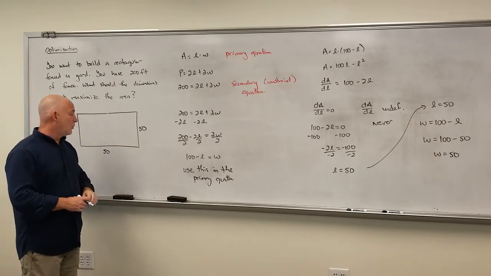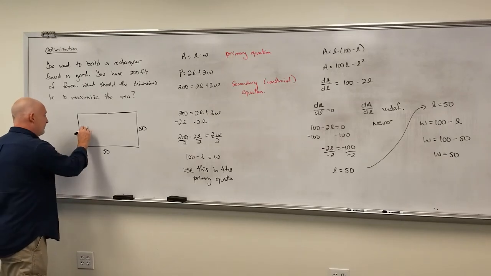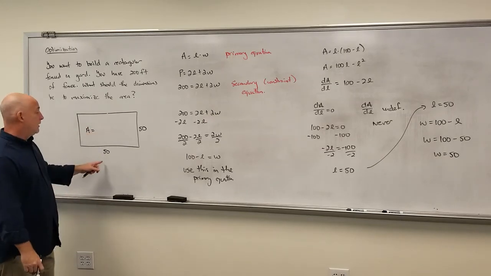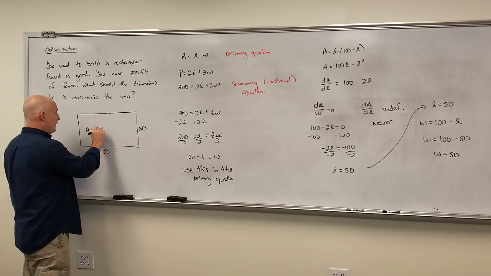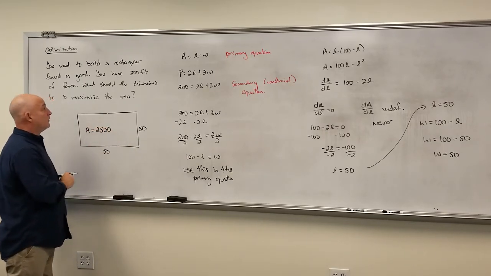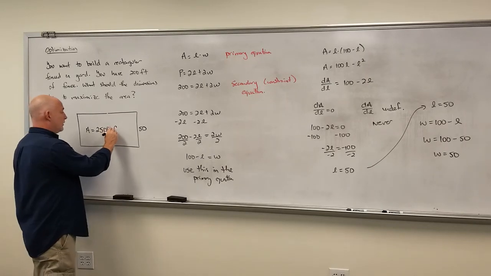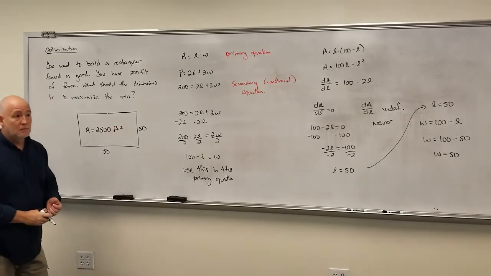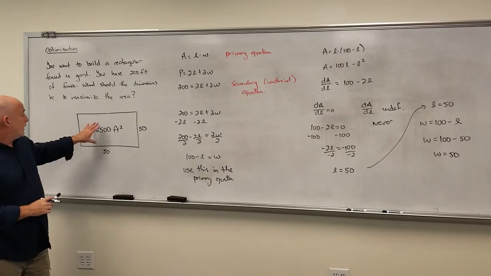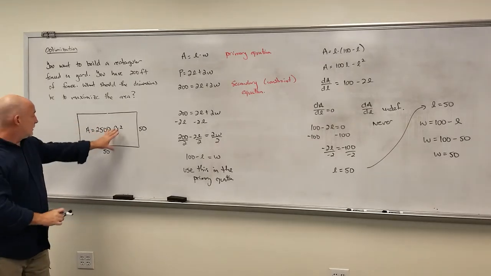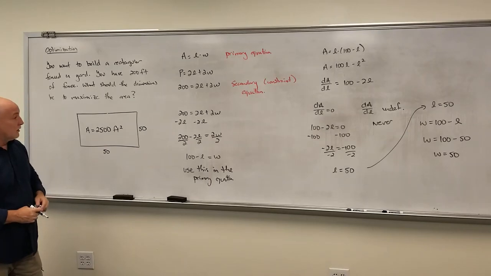Now if I were to ask one more question, what is the area of this? Well, we know area is length times width. 5 times 5 is 25 with 2 zeros. So this would be 2,500 square feet. Okay, so that is the maximum size, or maximum area, that you would be able to build with 200 feet of fence.